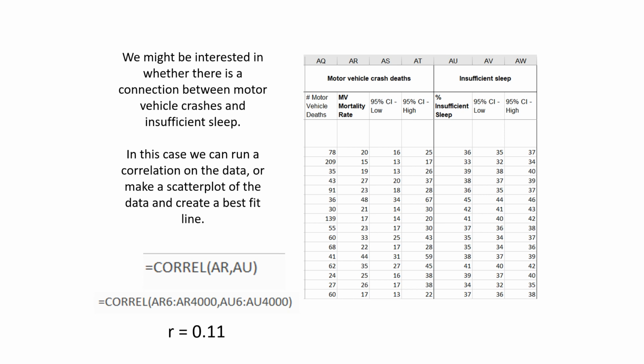And we might think that these two variables, for instance, are connected. If people aren't getting enough sleep, maybe that's causing an increase in the number of car crashes. And so we can investigate this with a correlation. We can look to see if these things are connected. If we run that correlation in Excel, we get a number that says that these things are correlated at 0.11, which is a pretty low correlation. Positive, right? It is true that counties that report people having less sleep are also reporting higher motor vehicle mortality rates.